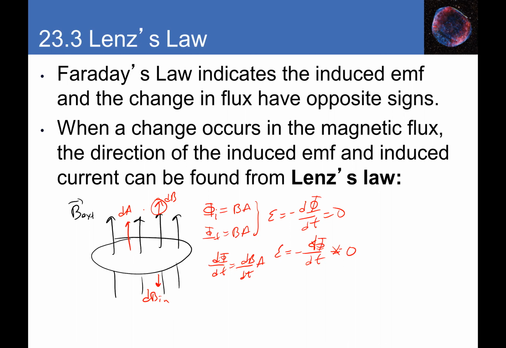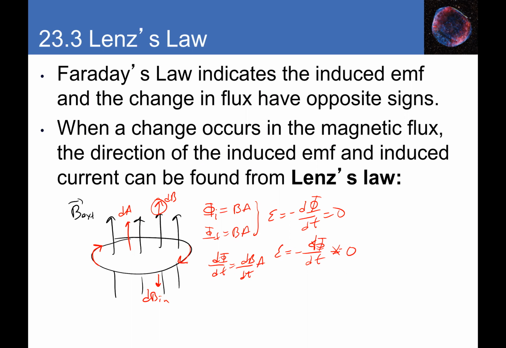It's going to try to oppose the change. So you're increasing the magnetic field upward, and it's going to try to pump magnetic field downward. How can it do that? Remember, if it generated a clockwise current in the loop, we learned in the last chapter that a clockwise current in the loop will have a magnetic field downward through the loop.